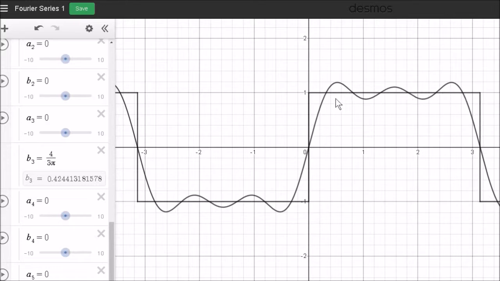The next terms we put in would be 7 and 9, so we would have 4 upon 7 pi and 4 upon 9 pi, and it would gradually get closer and closer to this square function. So you can see it works, and it works quite well. Now I've got another simulation there that I'm going to show you, and I'll bring it up, and it will show you the approximation using a different sort of graphical approach.